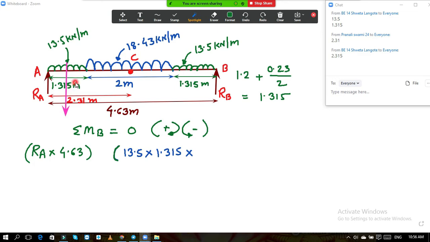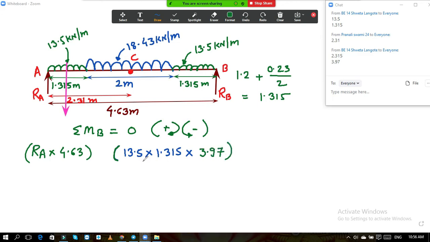So if I want to calculate the distance, it will be 1.315 divided by 2 plus 2 plus 1.315. The distance is 3 point something I should get. What is the distance? 3.97. Okay, so I will write over here the distance is 3.97.